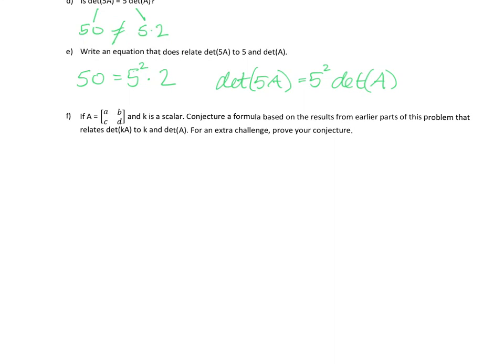If A is a matrix and K is a scalar, we're supposed to conjecture a formula based on the results from earlier parts of this problem that relates the determinant of KA to K and the determinant of A. Okay, so I think that the determinant of KA is going to be K squared times the determinant of A. Because in the example we did, the K was a 5. We had to square it to make it equal. So for an extra challenge, prove your conjecture. I'm going to leave that to you.